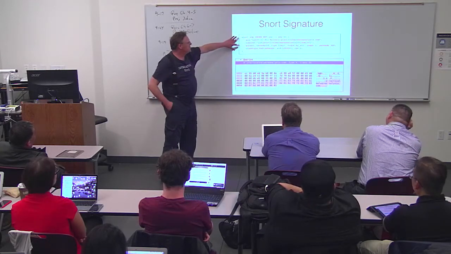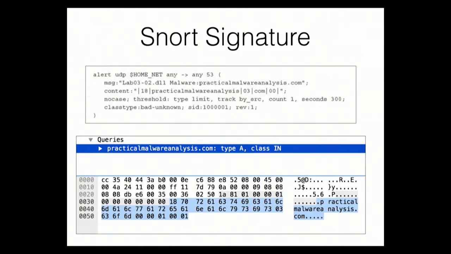Anyway, here's a Snort signature. They look like this. Alert, you, this thing, then you give it a message to print in the log when it happens. Then you have this sort of pattern matching thing, grep-looking thing. 18 characters, practicalmalwareanalysis, followed by 3 characters, followed by com, followed by null byte. That's the pattern you're looking for. And when it finds it, it will print it out and have some limits on how many of these per second it will alert and so on.